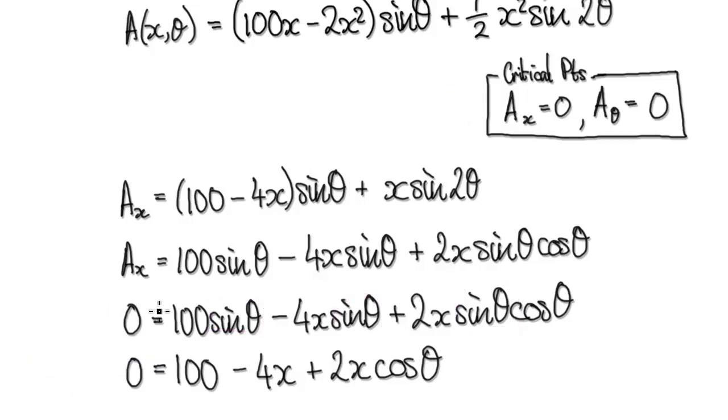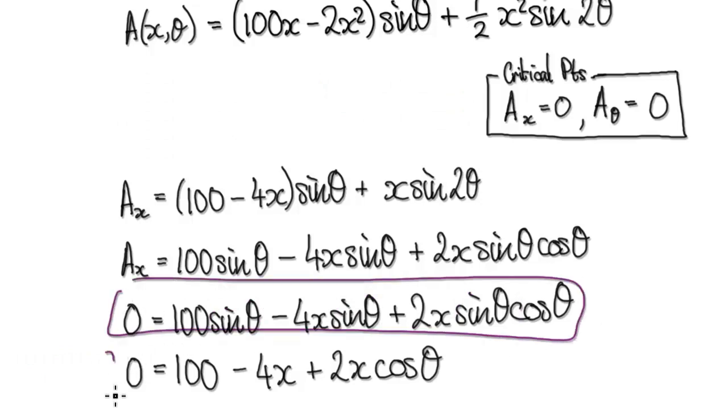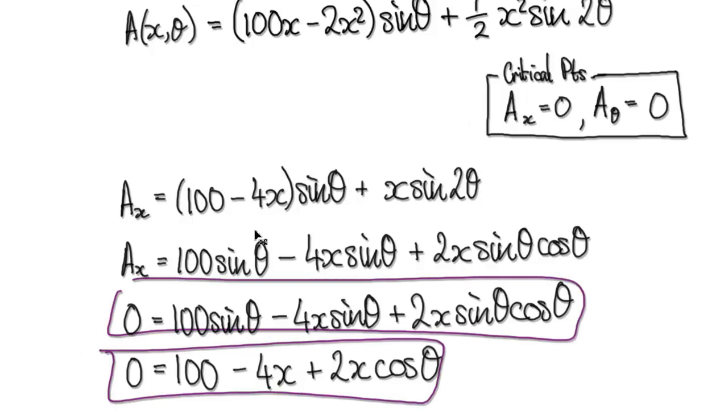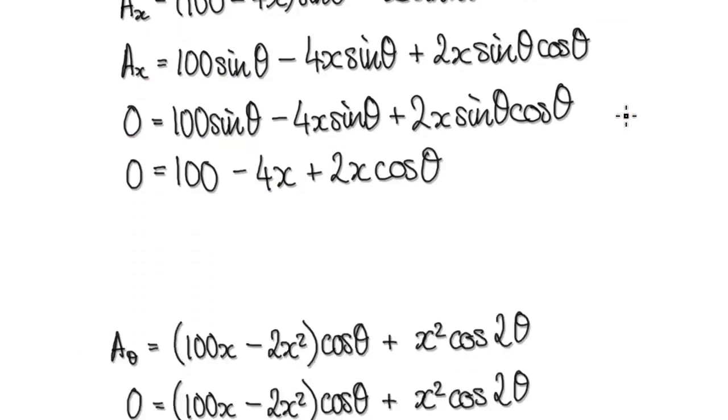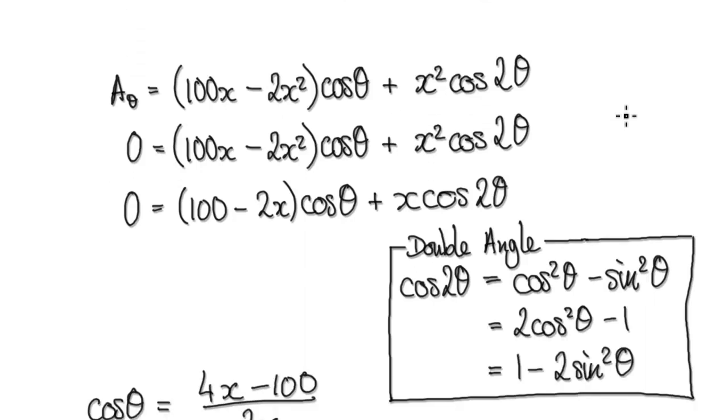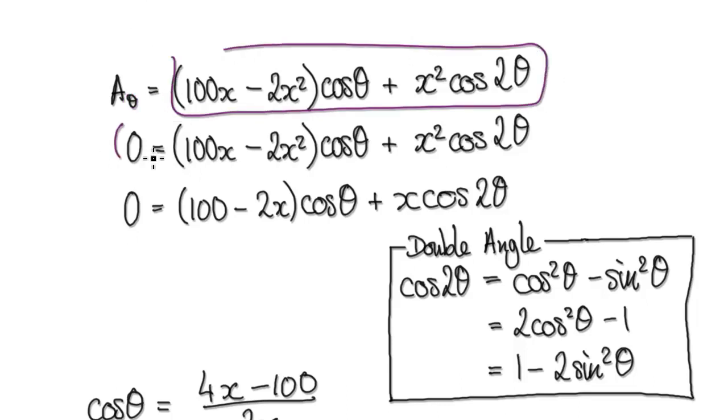So divide everything by sine theta. This whole thing here will then become this. Now we need to look at theta. So if you partially differentiate our surface with respect to theta, it should give you this. So now we demand that this thing here equals 0.